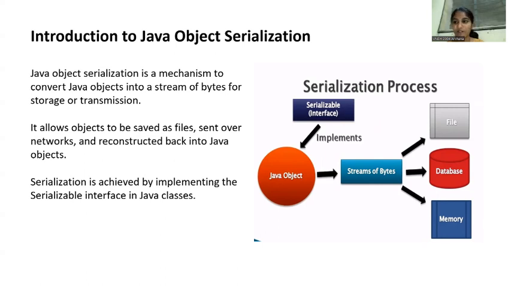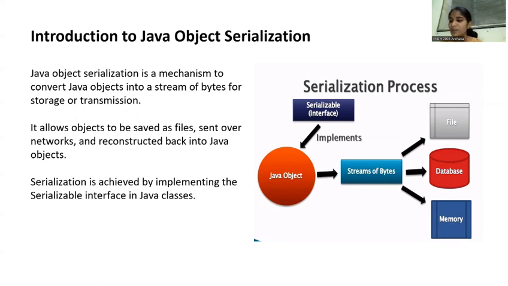Now I am going to explain the topic of Introduction to Java Object Serialization and Deserialization in Java. Java object serialization is a mechanism used to convert an object. There are many objects in Java that we create. We create an instance of a class, and those are called objects. Those objects are converted into a byte stream, which can be saved to a file.